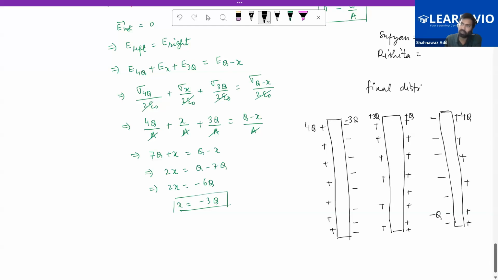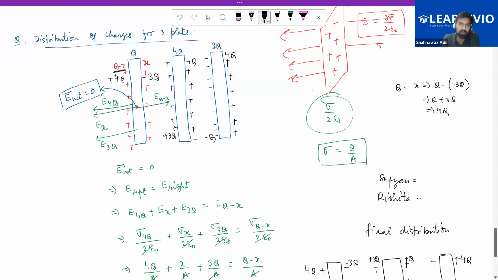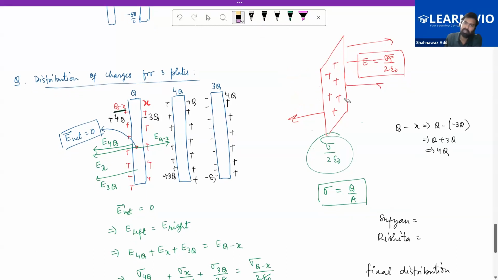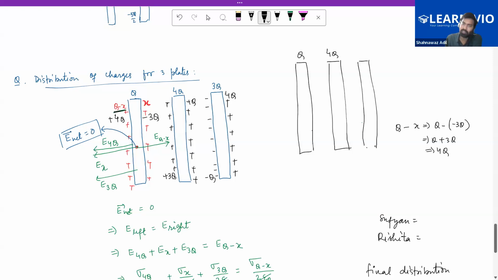Initial distribution was what? Initial distribution was this thing. So initially it was Q, 4Q and 3Q. But the charges would be redistributed due to the electric field, and then it would be redistributed like this. So the initial case was this thing. So this is the question. And the final distribution we have just calculated.